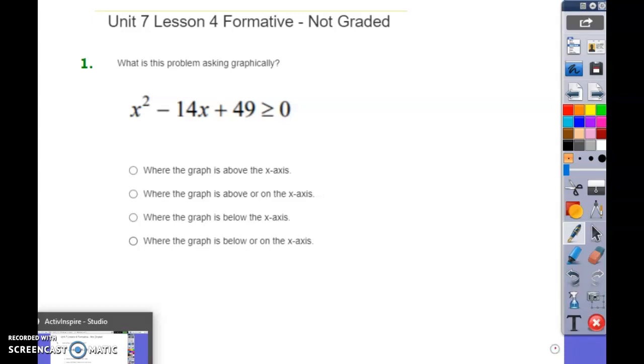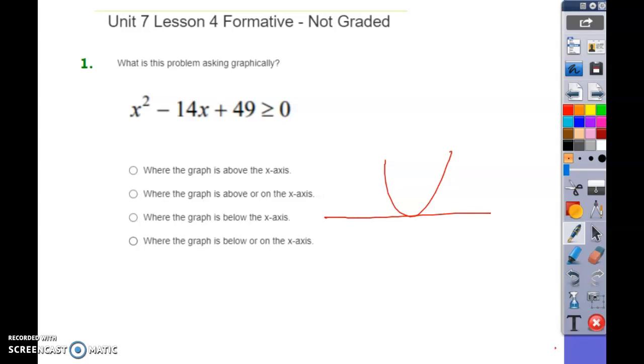Okay, pre-calculus. We've got 5 formative questions here from Unit 7, Lesson 4. So what is this problem graphically asking? It's asking, where's the graph of this quadratic? We know it's a quadratic, right? Where is it greater than or equal to 0? So where is it?